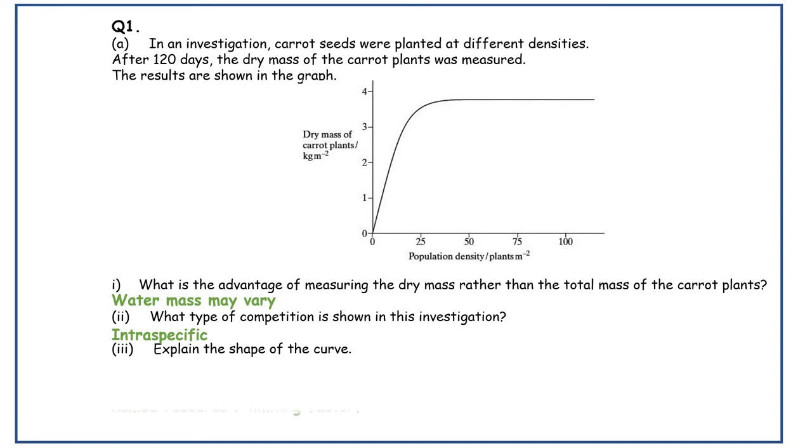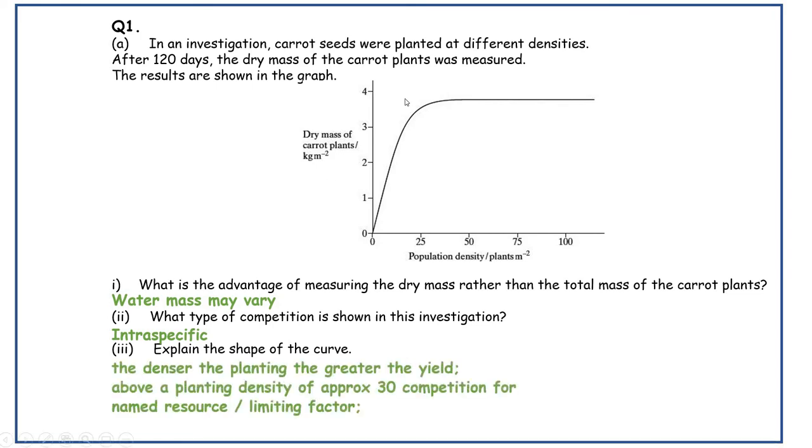Explain the shape of the curve. So from here to here, the denser the planting density, the greater the yield. But then above a planting density of about 30, competition for a named resource or limiting factors means that it levels out the mass of the carrot plants.